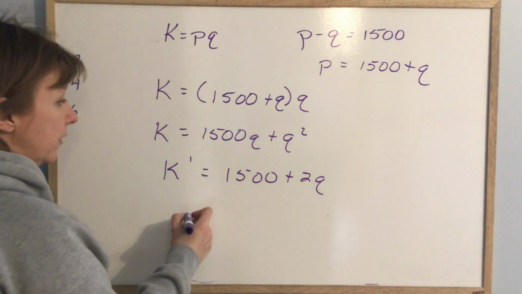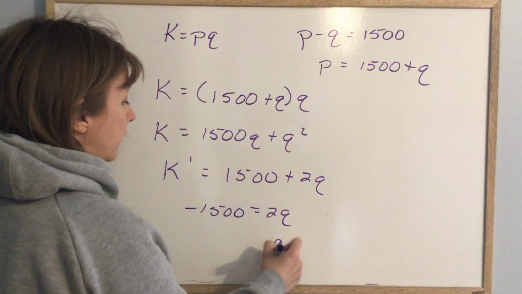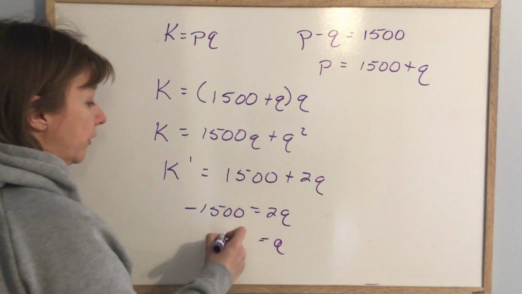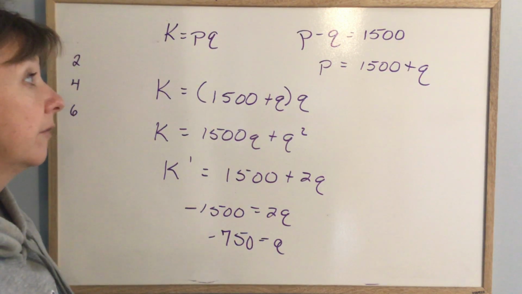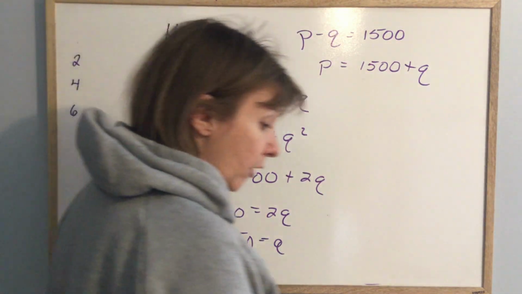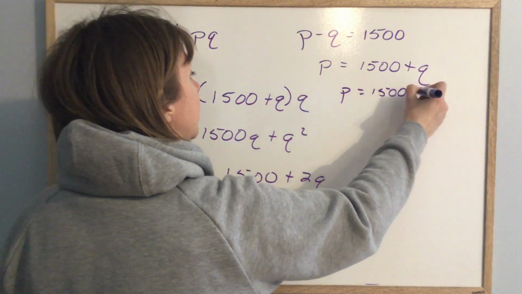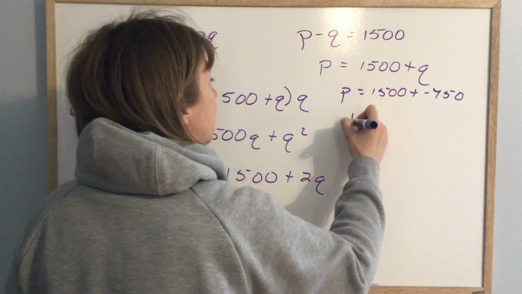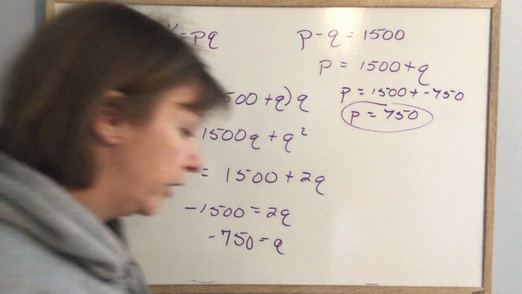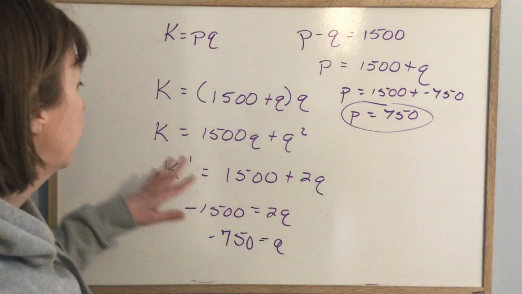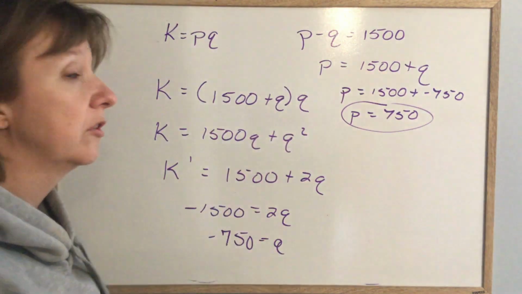So I'm going to make that equal to 0, and I'm going to have negative 1,500 is equal to 2Q. So Q is 1500 divided by 2, would be what, like 750? So Q is negative 750. And they wanted to know, find the value of P. Well, P is 1500 plus negative 750. So P is 750. So whatever it tells you to maximize or minimize, that's what you're going to find the derivative of. And the other one is the one you're going to use to isolate a variable.